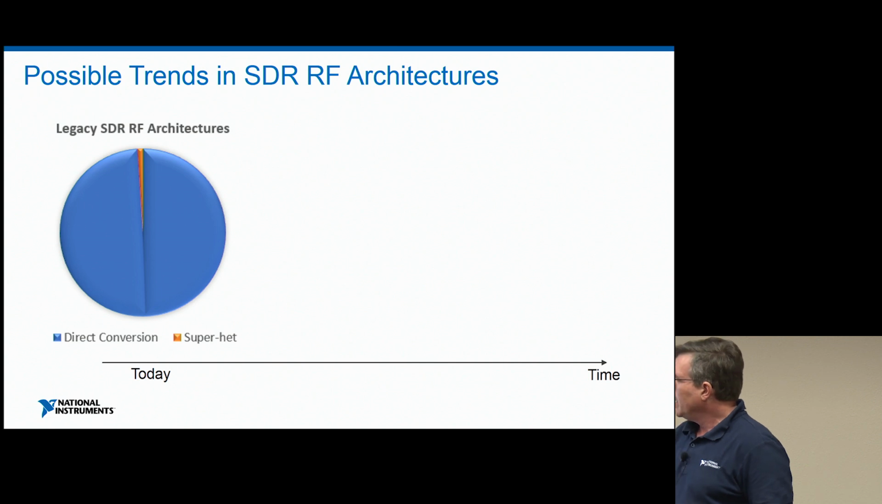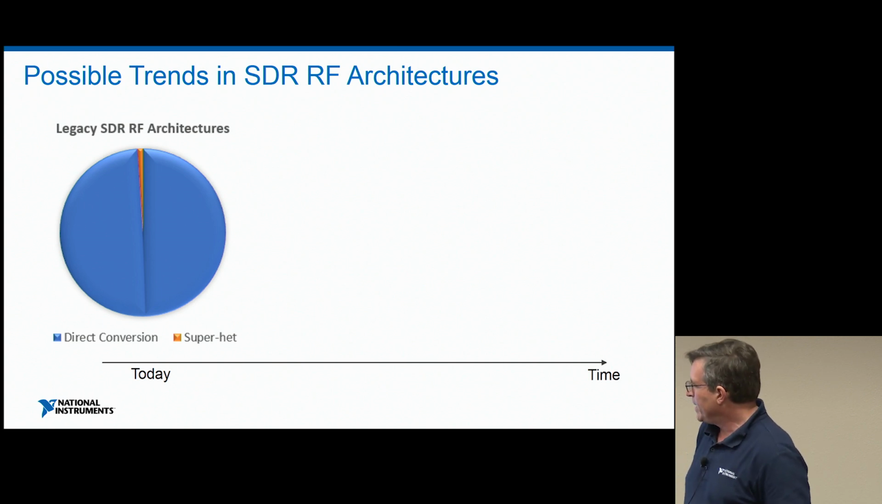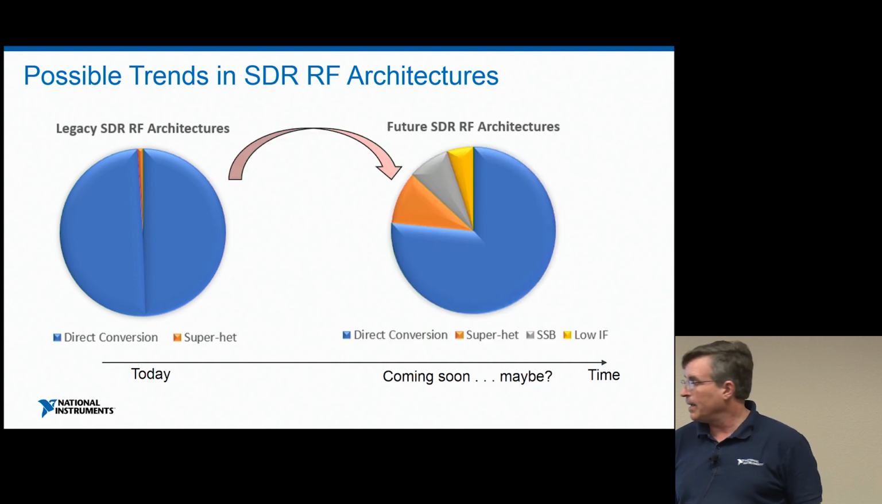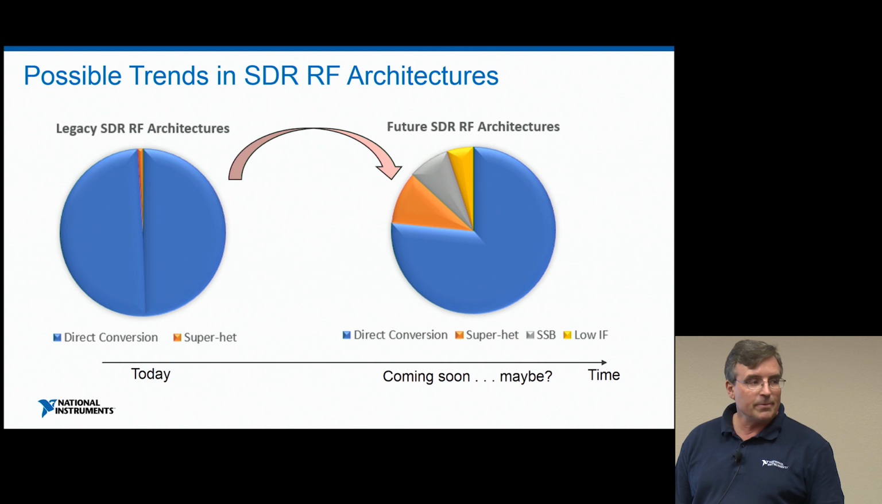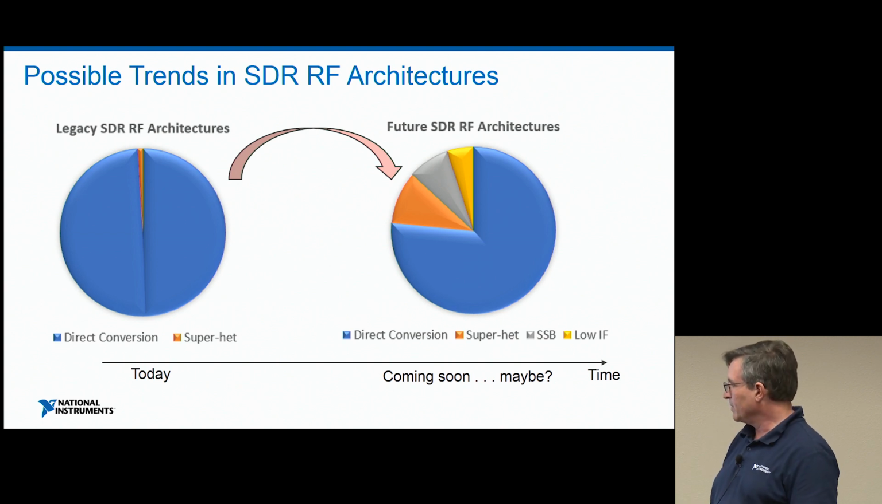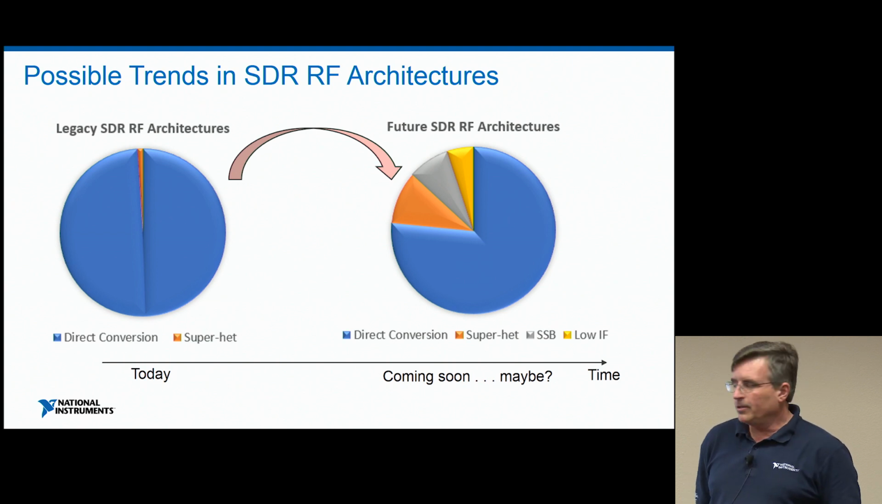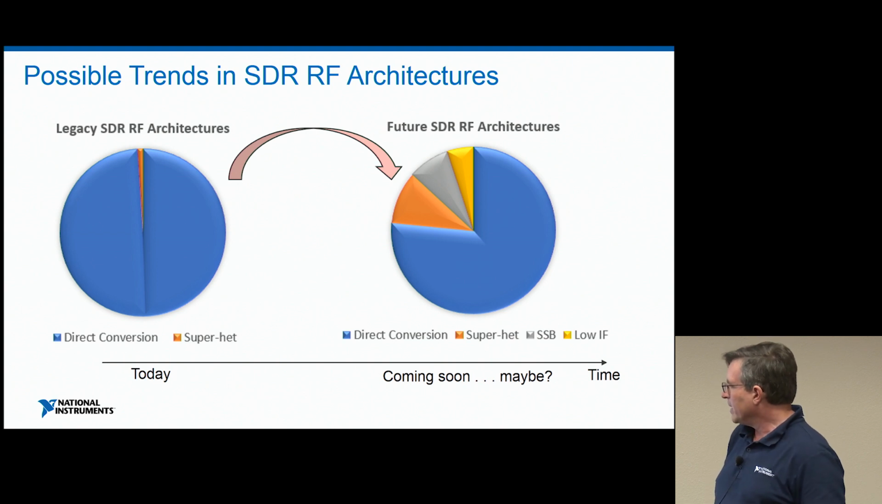At affordable price. But there's some trends happening right now in both RF components and the data converters themselves. The data converters are getting higher sample rates and their cost structure is coming lower, which is now going to allow us to start entertaining some RF architectures that were previously a little bit cost prohibitive to use. So super heterodyne, single sideband, and low IF. This is a possible trend, but even after that, the majority will still be direct conversion in my view.